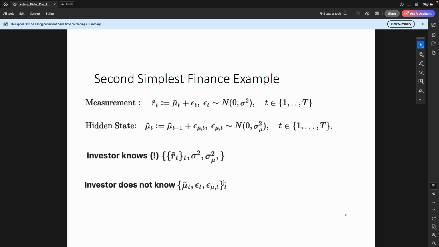So here's the second simplest example in finance. We would have a measurement which is about excess returns, and it consists of an expected return plus epsilon t, noise. And this mu t is unobserved. It's the first moment. And we have a state equation where we say mu t is assumed to be mu t minus 1 plus epsilon mu t. And it's also Gauss. So these two Gaussians are orthogonal to each other. So this is an AR1 process with coefficient 1 here.